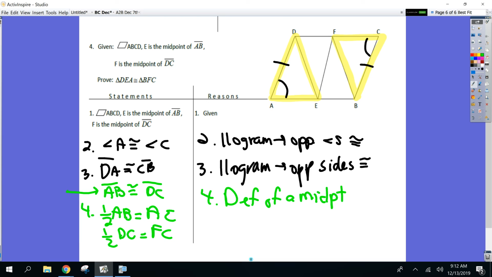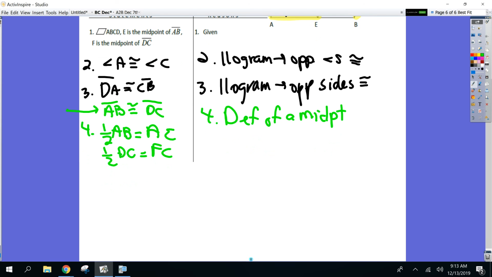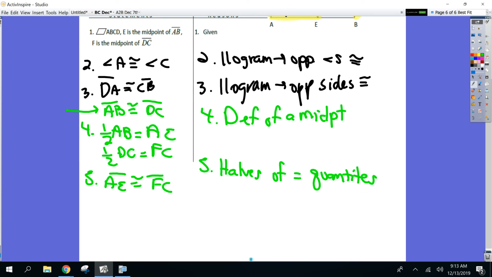All right, so go with me a little slow now. Ready? Halves of, what do you know about these two? Halves of equal quantities are equal. Okay, that's where this all comes from. That's how we're getting AE equal to FC. And I believe it's going to come up this weekend as well again. Halves of equal quantities are equal. That's a tough one. I know we haven't used it in a month or two, so maybe more.